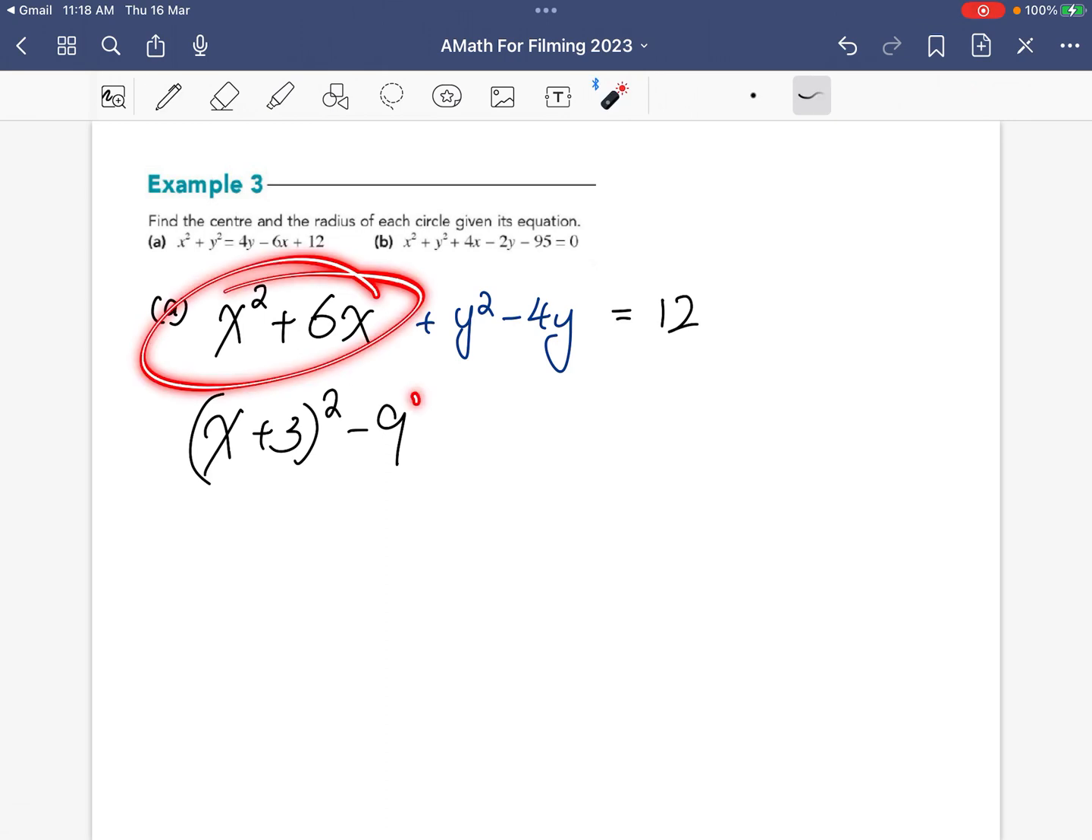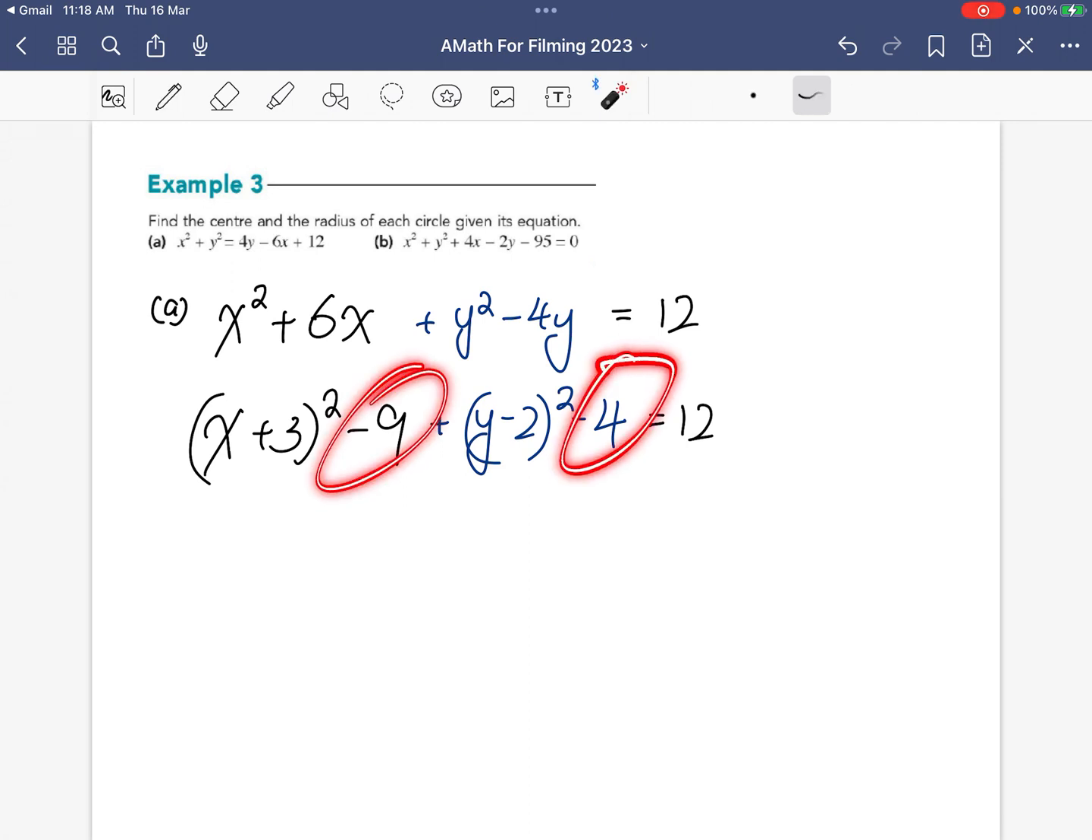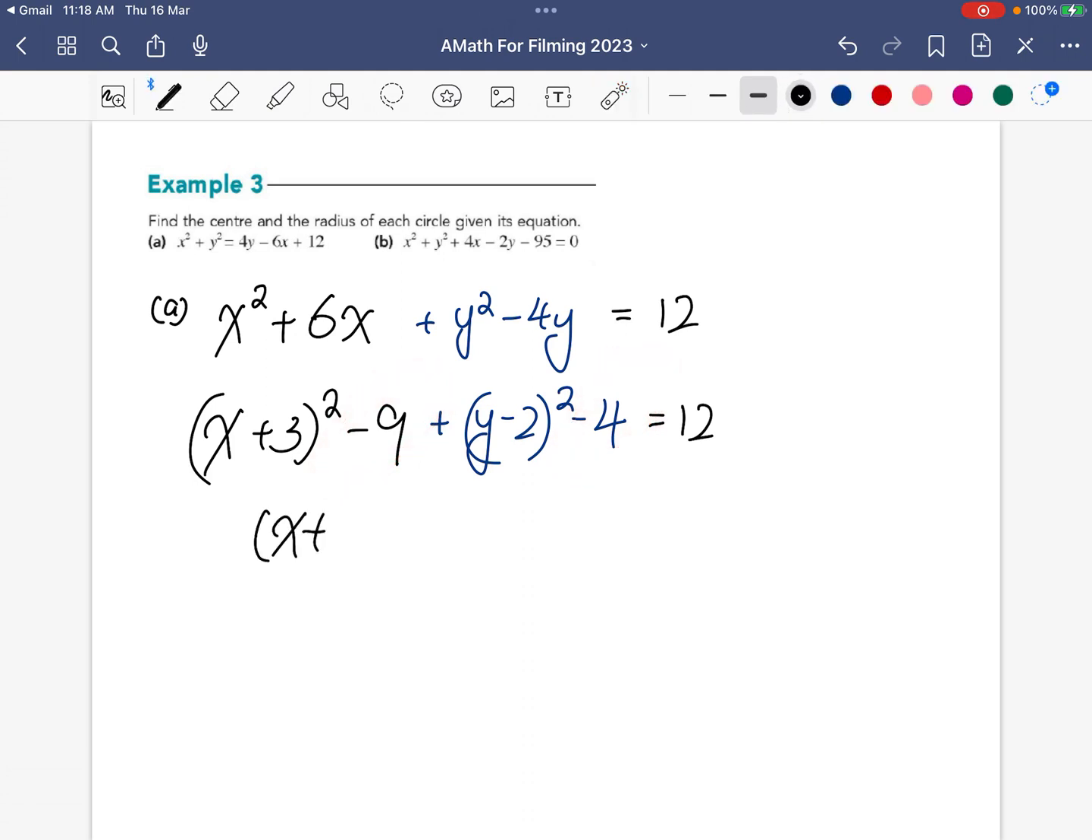So this and this are equivalent. Now I'll deal with y squared. So I'll say (y minus 2) squared minus 4. Again, this and this are equivalent. And on my right hand side is equal to 12. So if I start to simplify, this and this is equal to negative 13. So what I'll get here is (x plus 3) squared plus (y minus 2) squared. You add 13 to both sides, you get equals to 25.